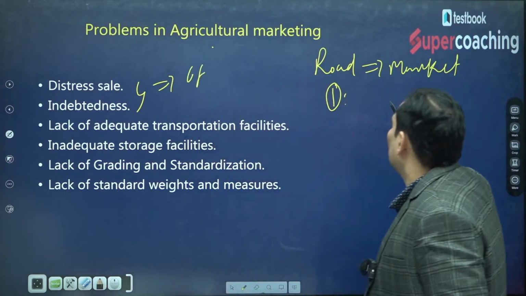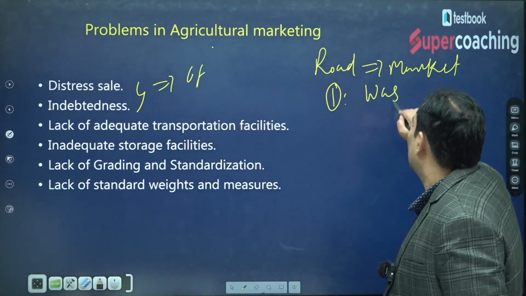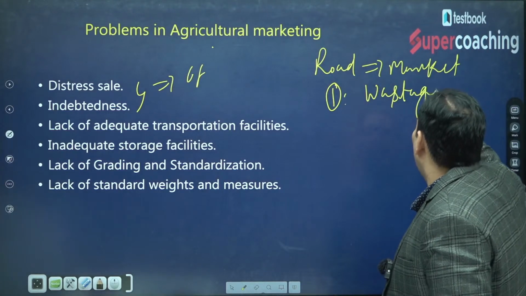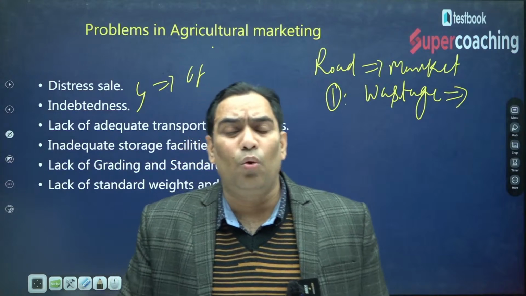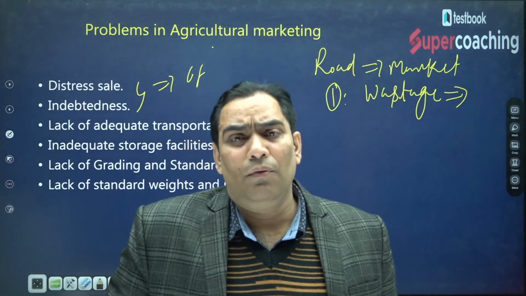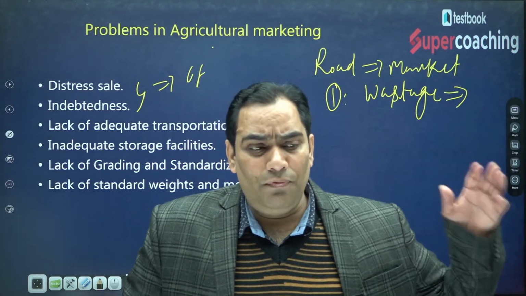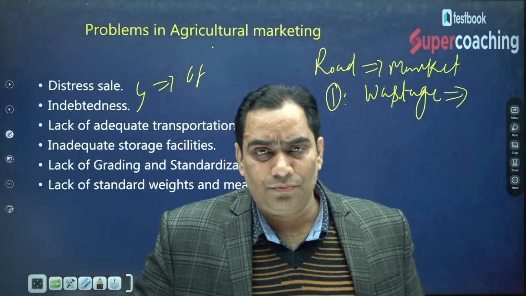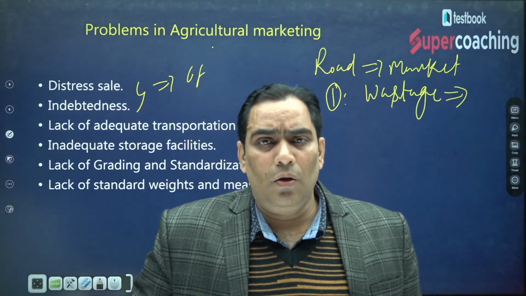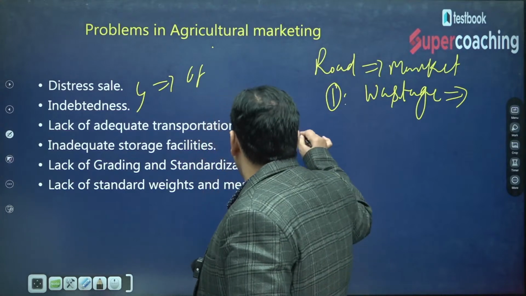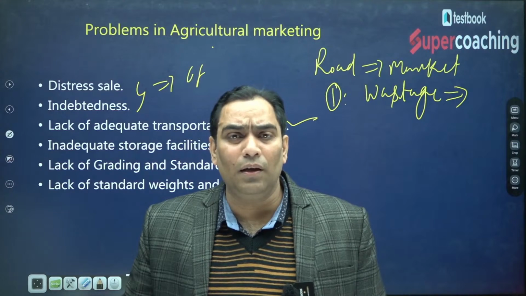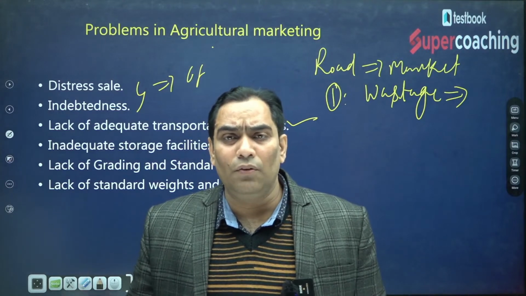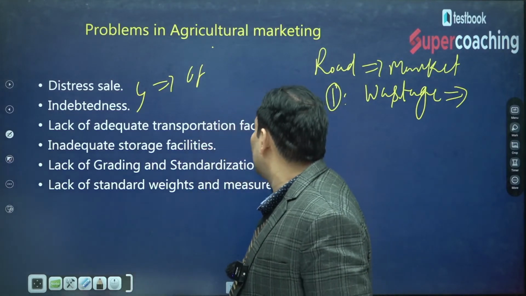And another thing was, because of no proper transport facility there was wastage. A lot of agriculture produce is wasted in between, in the transportation from the field to the marketplace. Okay, so that was also the reason. That was also a problem of agriculture marketing, the lack of adequate infrastructure or transport facility.